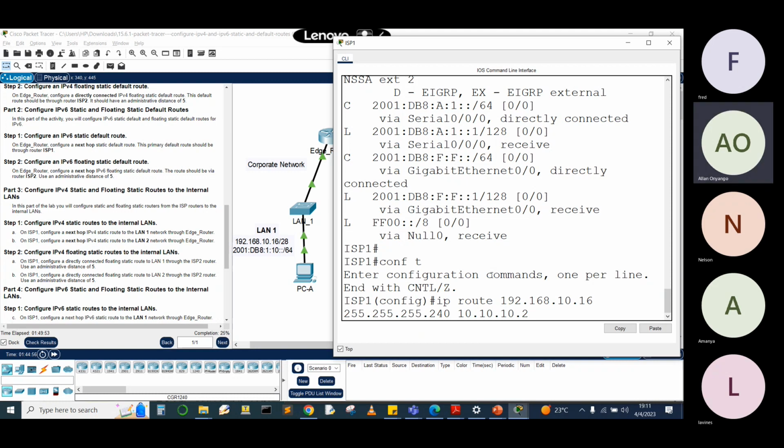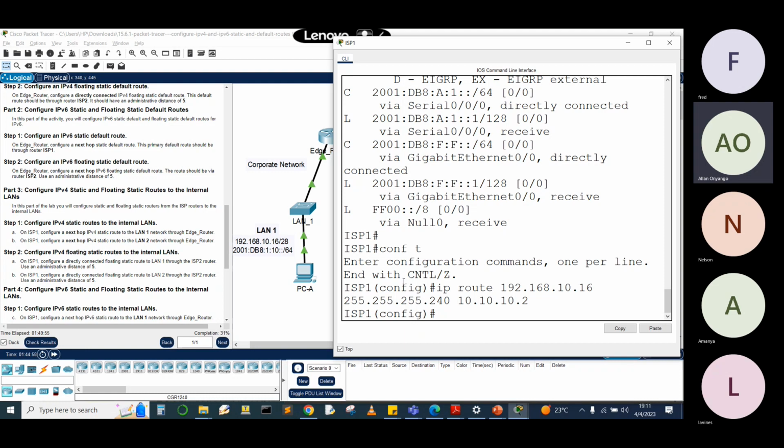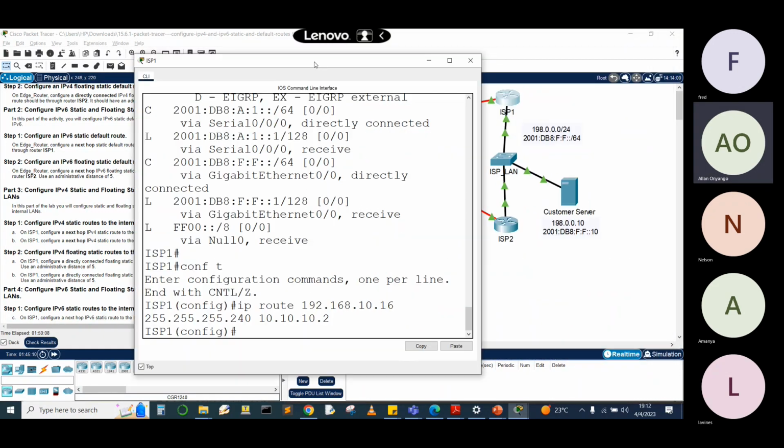We press enter, and we now have 31 marks. Then you're told, on ISP1 still, we need to configure a next hop static route to LAN 2. We need to do the same thing, this time to LAN 2 through the edge router.